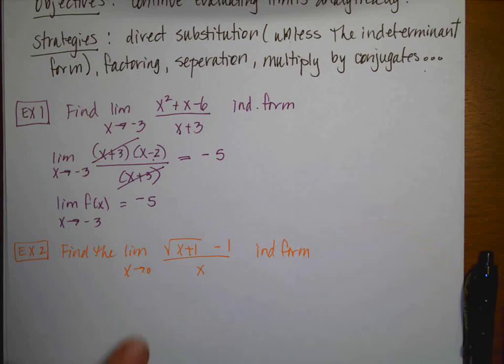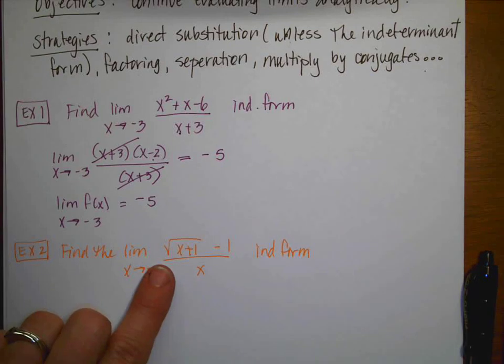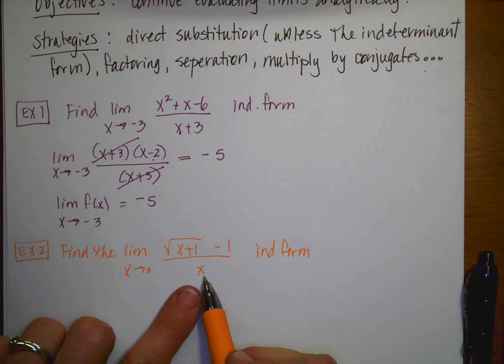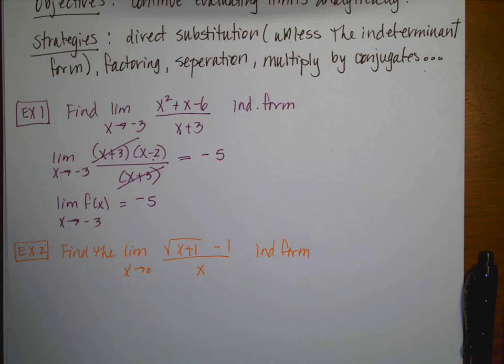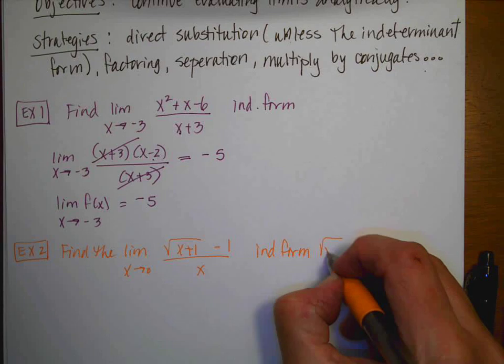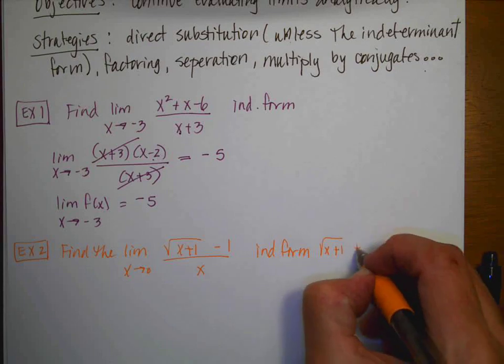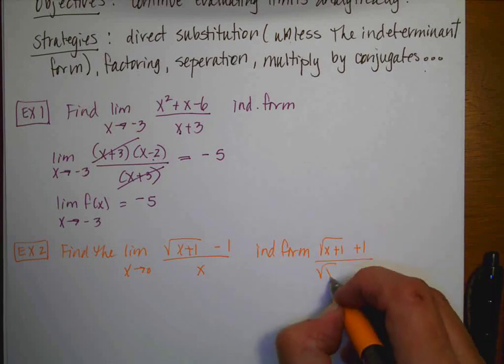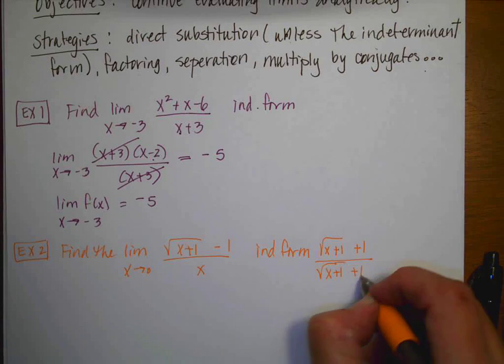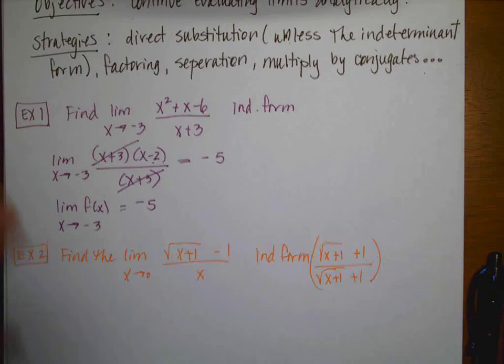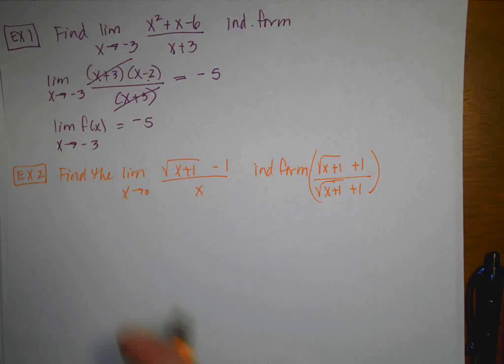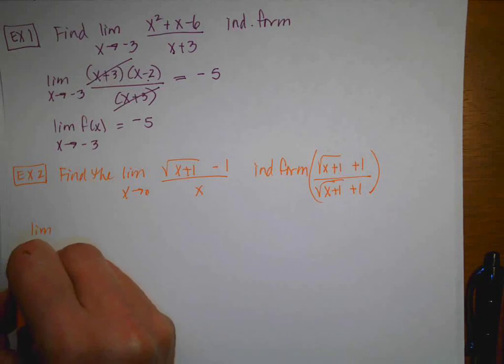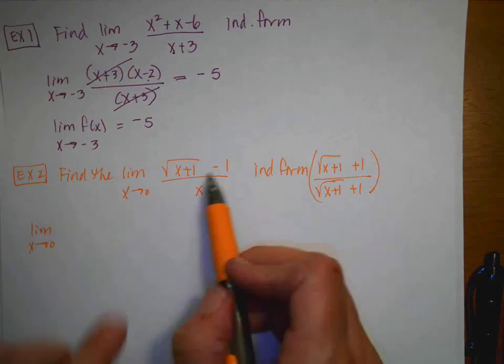So on this one, I'm going to actually do the multiplying by a conjugate, but unlike math that you've done in previous courses, I'm actually going to multiply by the conjugate of the numerator, okay? So I'm going to multiply the problem by square root of x plus 1 plus 1 over the square root of x plus 1 plus 1, okay? And again, you have to show all of your work. So I'm just going to carry this notation throughout as x approaches 0.